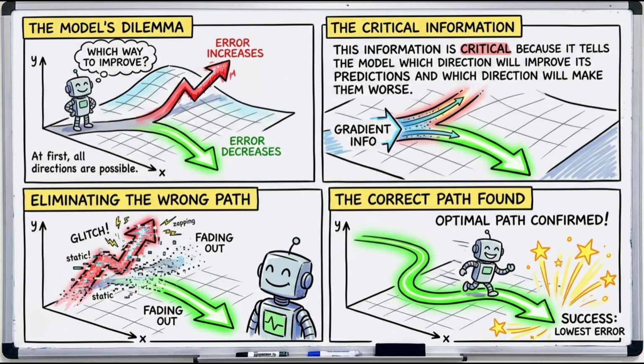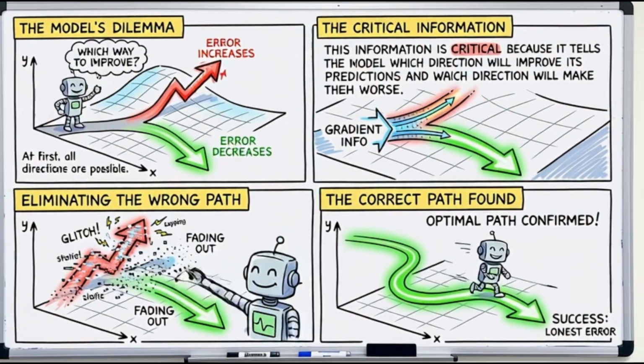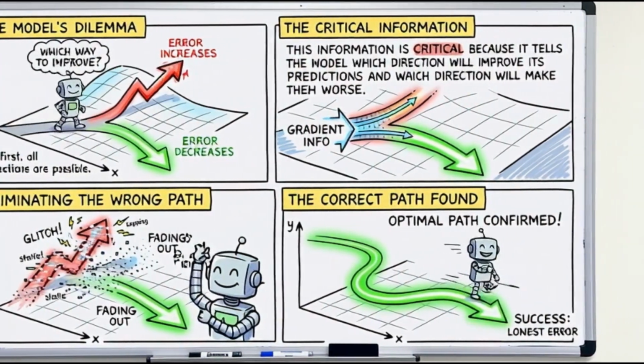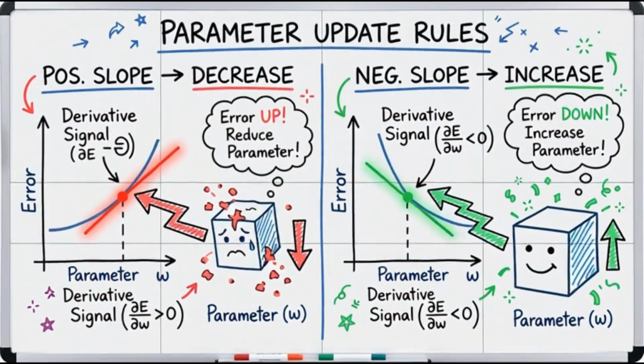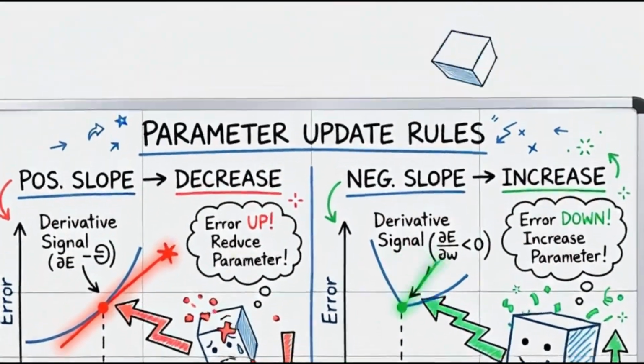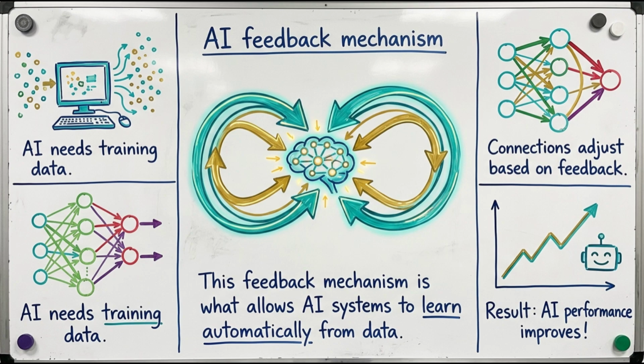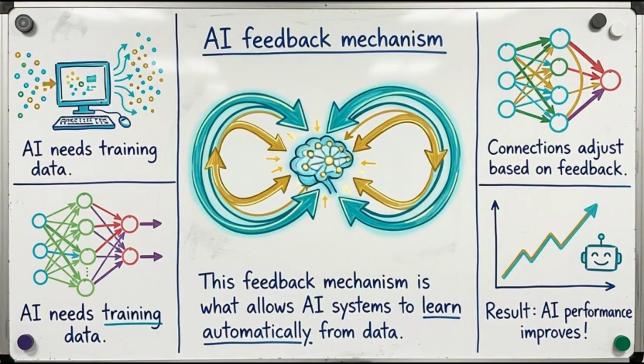During training, if increasing a parameter causes the error to increase, the derivative signals the model to reduce that parameter. If the parameter reduces error, the derivative encourages the model to increase it. This feedback mechanism is what allows AI systems to learn automatically from data.